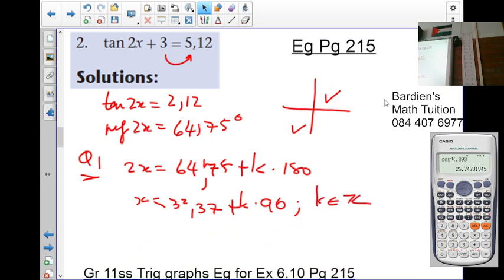Now, do we have to test for an interval here? No. Why? No interval is given. People, if no interval is given, that means I must find the general solution. You guys understand? That's how we know. Okay, so what you should be able to do now is exercise 6.10. Alright.